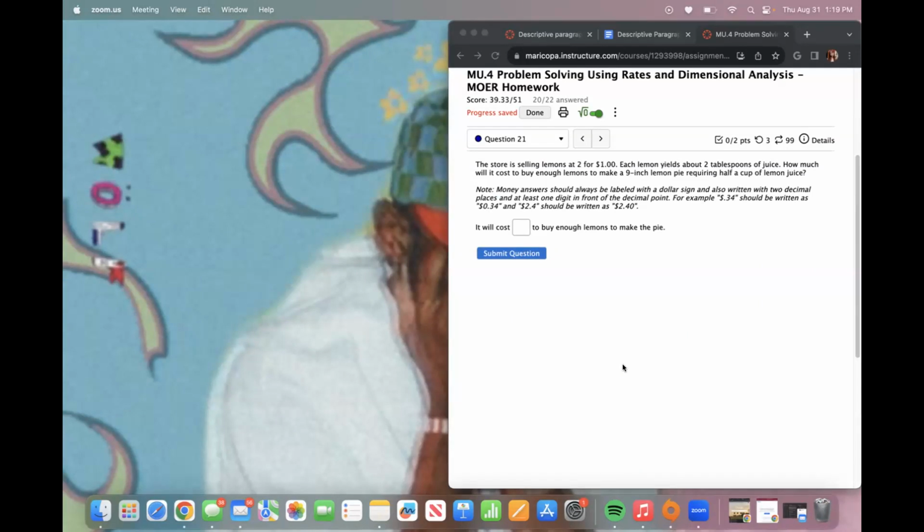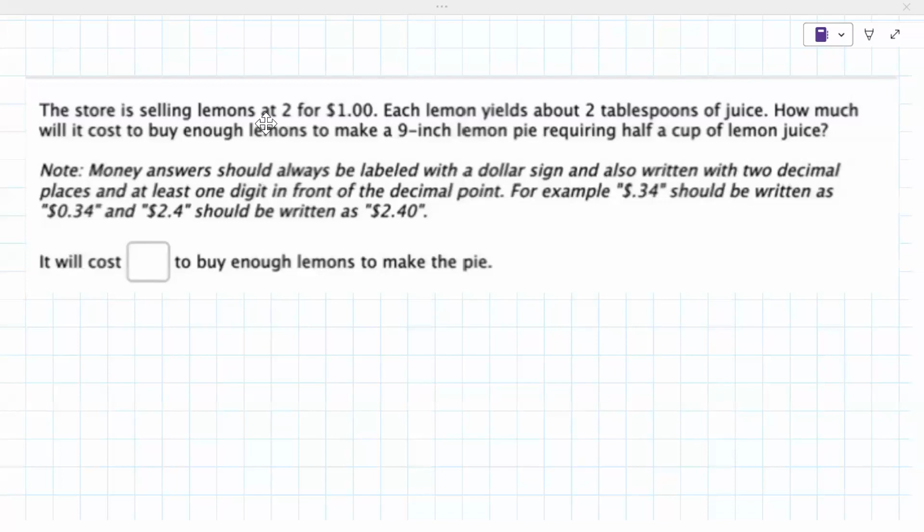Let's take a look here. All right, the store is selling lemons, two for $1. Each lemon yields about 2 tablespoons of juice. How much will it cost to buy enough lemons to make a 9-inch lemon pie, requiring half a cup of lemon juice? Okay. Well, we're gonna do our best here.